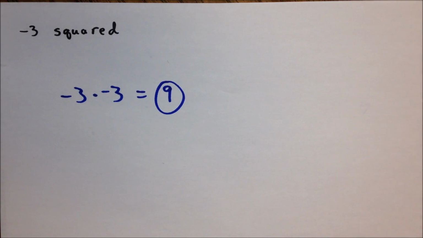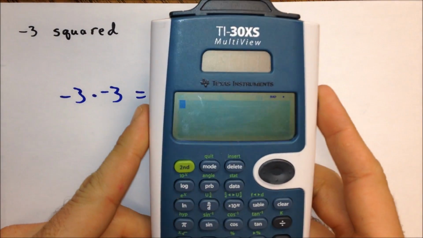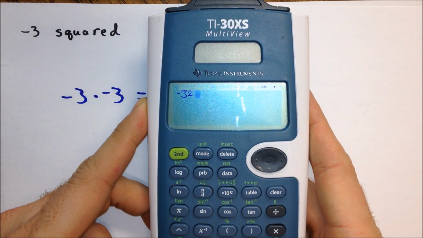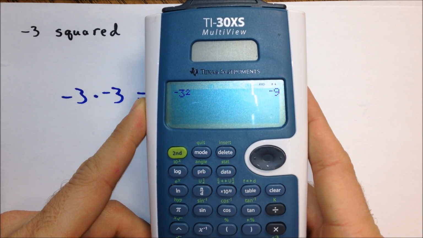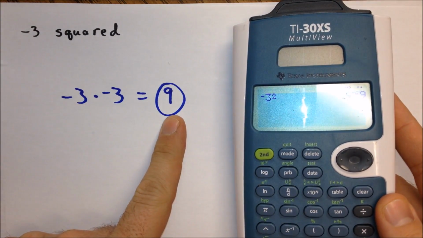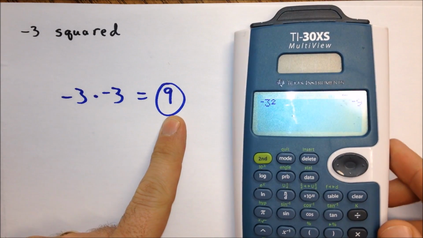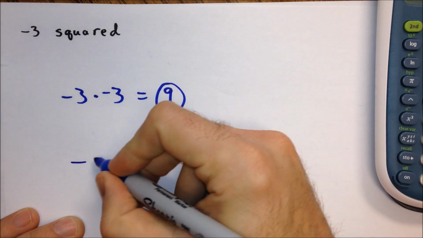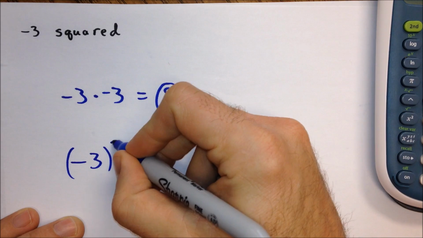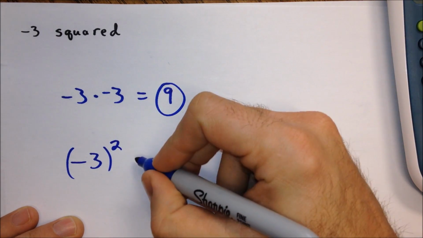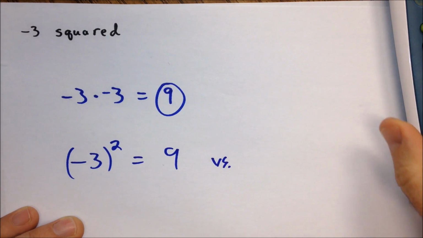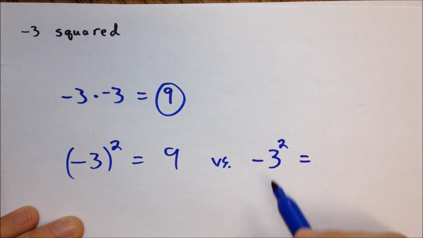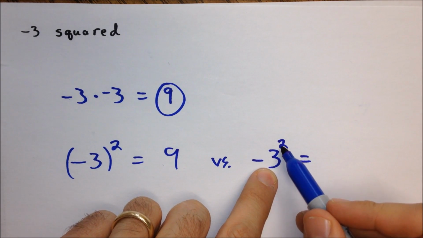Now, what would happen if we tried to use our calculator to do this problem? If I grab my calculator again, and I do -3 squared, and hit enter, I get -9. But that's not the answer that I know it should be. I know it should be +9. So why did my calculator give me a -9? Well, what I wanted was to take -3 and then square it all to get +9, versus what the calculator saw, which was -3 squared, meaning this negative sign and then the 3 squared.